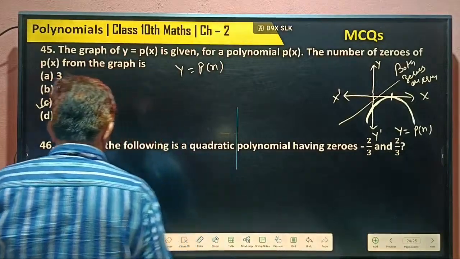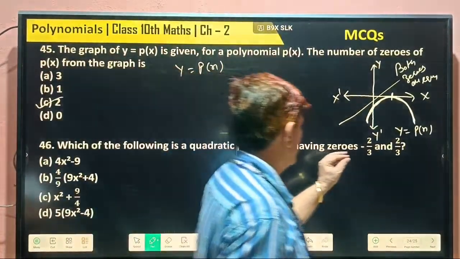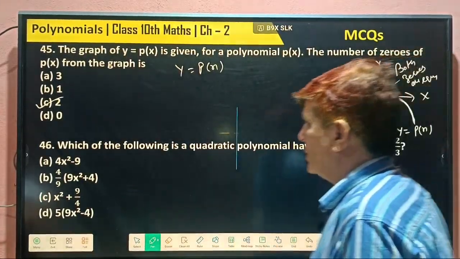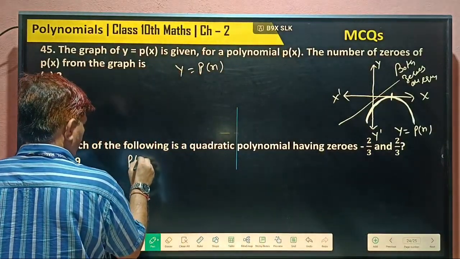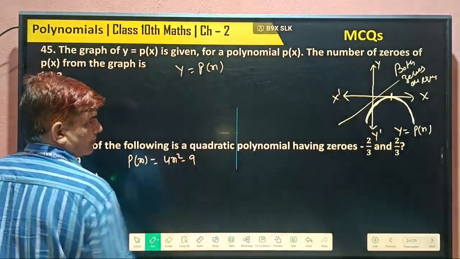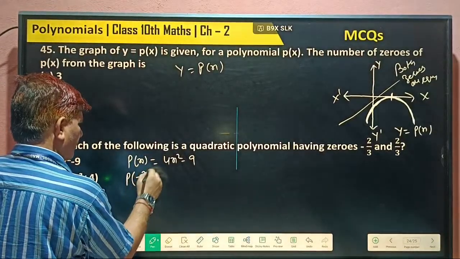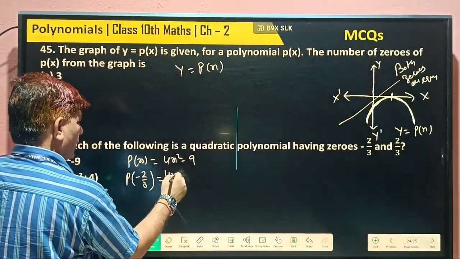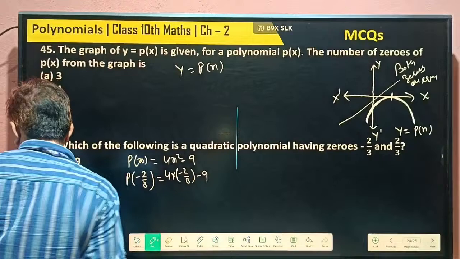Next one. Which of the following quadratic polynomials has zeros this and this? So you can check. First we take p of x, what is this? 4x square minus 9. So first we will put the value, what's p of minus 2 by 3. Understood? So what's its meaning? 4 into minus 2 by 3 minus 9.